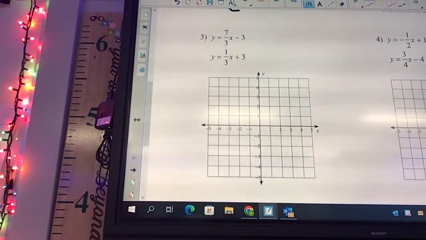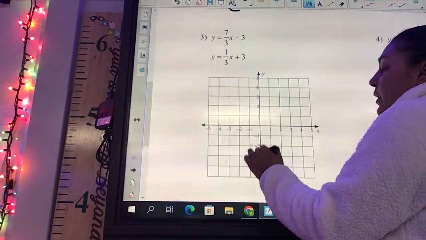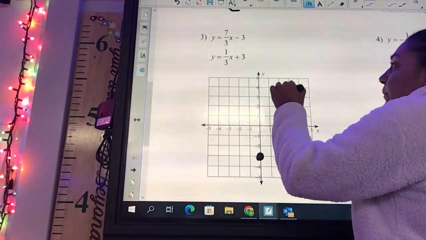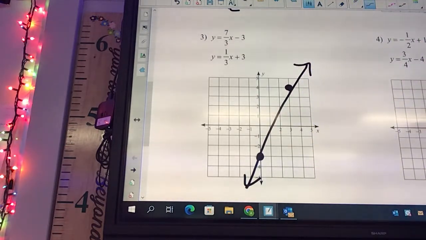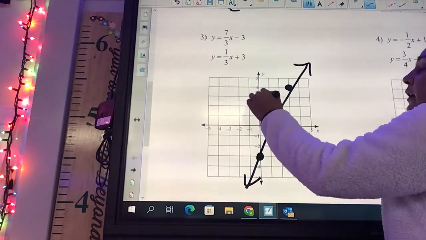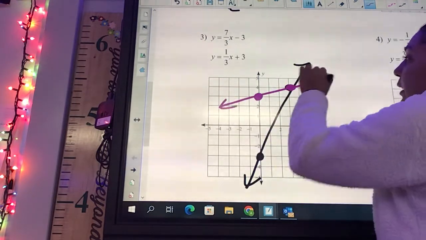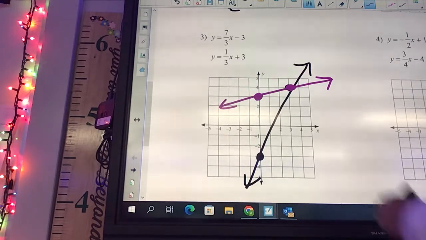Okay. Line 2 or line 1 on the other one starts at -3, and our slope is up 7. 1, 2, 3, 4, 5, 6, 7 over 3. Okay, the other one starts at 3, and my slope is up 1 over 3. And so same thing, you see that connection point right away. Okay, and that's 3, 4.